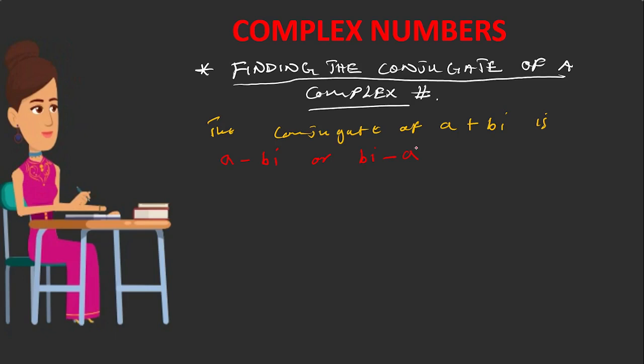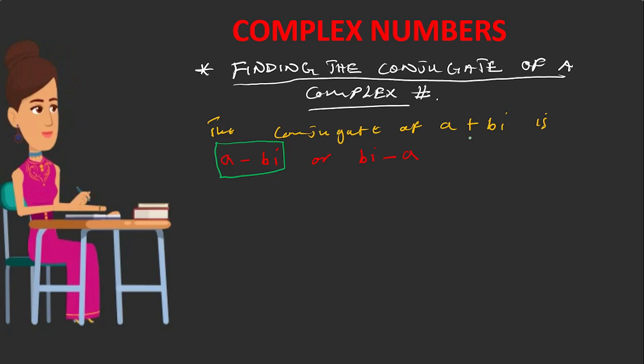What does this mean? You're simply changing the sign of one of them. If you look at the sign here, this sign is positive, right? We have just put minus bi. Where there is positive, we have put a negative. Even when you check out this one, you will understand that we have just changed the sign for a from positive to negative.